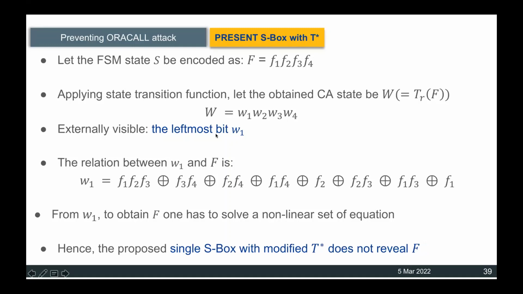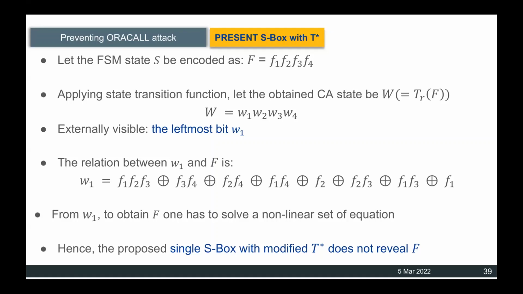So these are the two possible constructions. The previous one is augmented here, so in the second construction, we have a PRESENT S box with the modified T star. Suppose in that case we have got W1, W2, W3, and W4, then the problem that the attacker needs to solve is to obtain F1, F2, F3, F4 from the value of W1, which is the MSB, which is exported. The nice thing is that you are not really violating the testability property. You still have the testability property because you are exporting this one bit in the output, but the attacker needs to solve a nonlinear set of equations to obtain the original bit sequences.